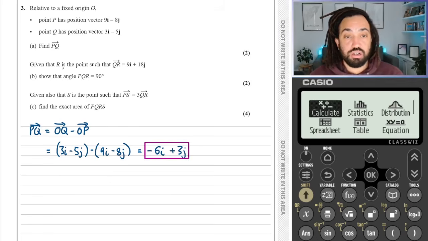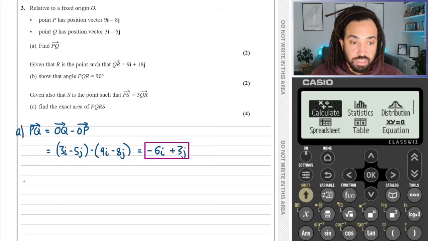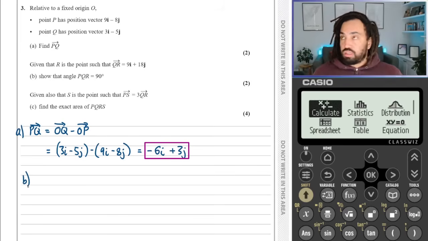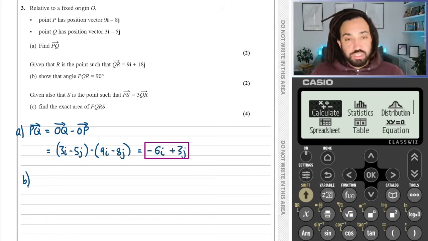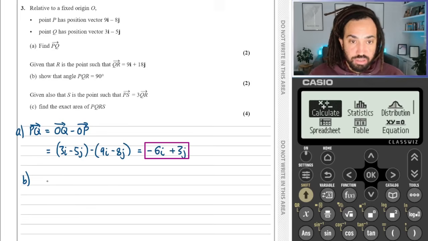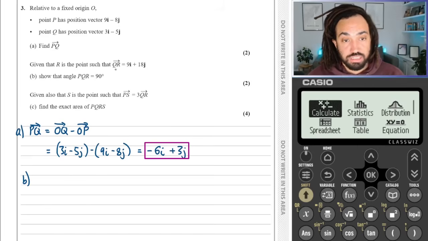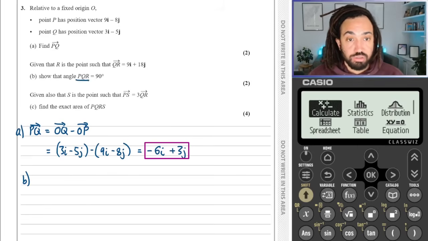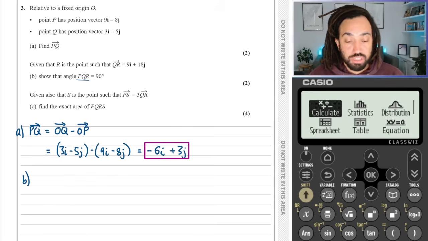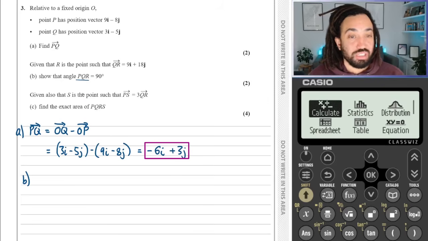It says, given that R is the point such that Q to R is equal to this, show that that angle is 90 degrees. Okay, that's interesting. Well, one could do this in a couple of ways. You could either look at gradients, which I think we will do because it would be the simplest, or you could look at distances. You could create a triangle and show that by Pythagoras it must be a right angle triangle, but I think that will take a bit longer.